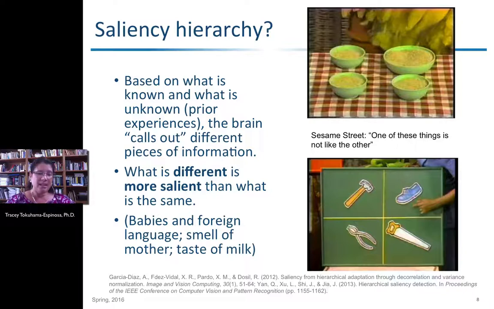One thing that has been by far much more studied than any other area has to do with saliency related to visual perception.